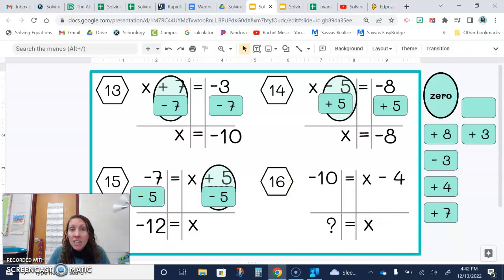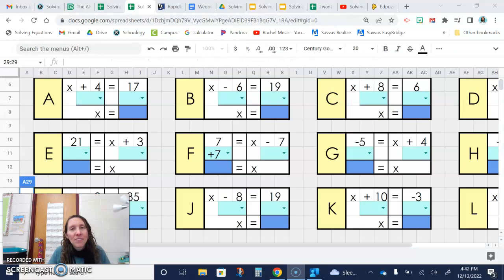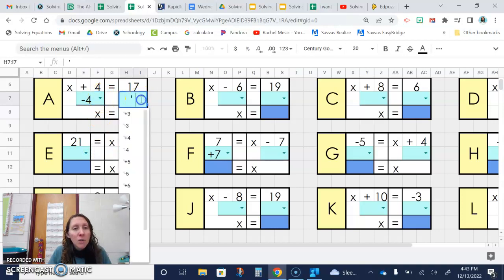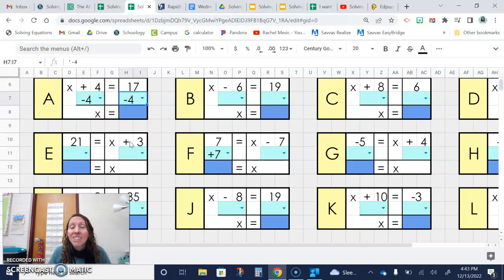Okay, I'm going to show you today's assignment really quick. For today's assignment, on the side with the variable, which is the X, you want to do the inverse operation. The inverse of addition is subtraction, so I'm going to choose subtract 4. I have to click on this little arrow here, and I have to do the same thing on both sides. And yes, you have to show your work.